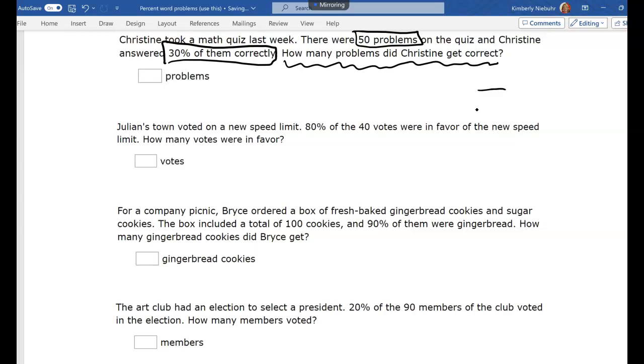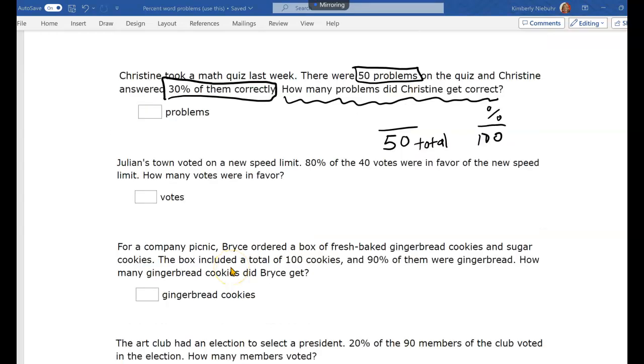Remember that percent needs to go over 100. And then 50 problems is the total. You may want to cross multiply and divide. Because you have so many questions to do on your math goal check, I'm going to go ahead and work Christine's math quiz with you, okay?